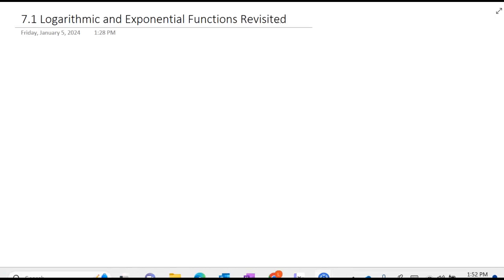So section 7.1 is more of a review of your logarithmic and exponential functions. If you feel really confident of all the properties and derivatives and integrals and everything, you can move through this pretty quickly and just try the homework and see how you do. But if you need it, this is a nice little review for you.